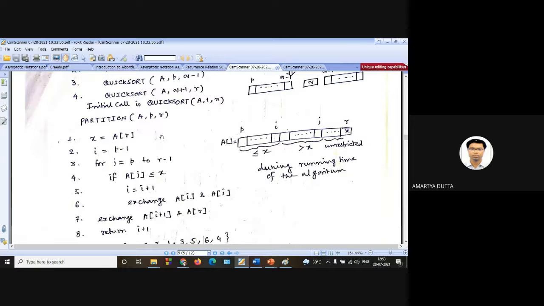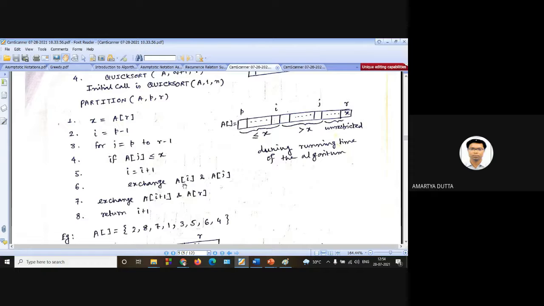Then the partition function. Here we are using the Lomuto partitioning, that is, the last element as the pivot. So the last element is our X. The first index is P, the last index is R. Now I is equal to P minus 1 and J runs from P to R minus 1. If AJ is less than or equal to the pivot, then I is equal to I plus 1 and exchange AI, AJ. Finally, AI plus 1 and AR are exchanged and return I plus 1.